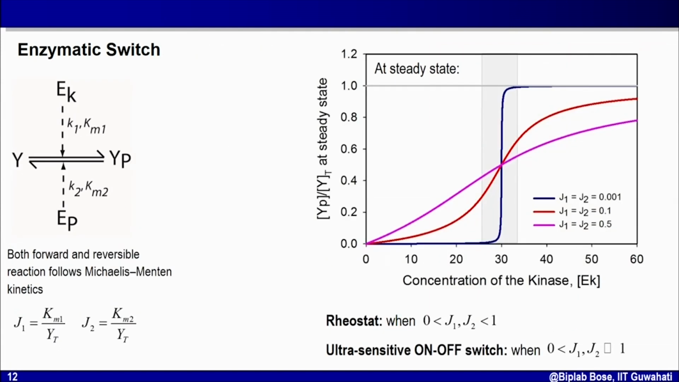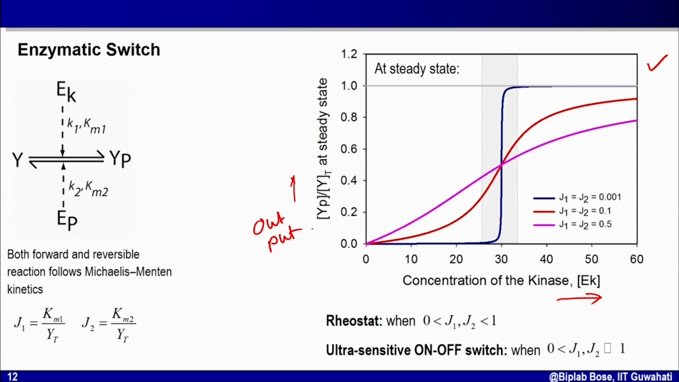So let us look into different behavior of this one. What do I have? See, if I take this motif and derive that relationship between Ek and Yp by Yt the way I have done, then I can make a plot like this that's shown here. In the horizontal axis you have the concentration of the Ek, which you can consider as an input. Yp by Yt at steady state, you can consider as an output in your vertical axis.